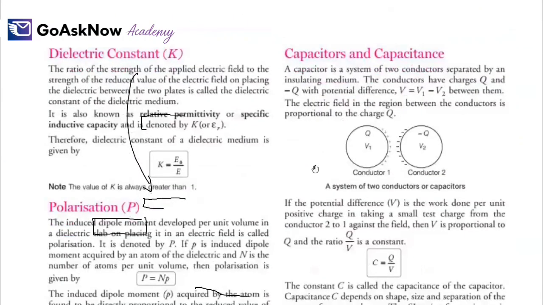Now we will see what are capacitors and capacitance. A capacitor is a system of two conductors separated by an insulating medium. You have already seen in fans or electrical instruments a plate-like structure inside, and it is called a capacitor. It stores a lot of charge and helps in the initial motion of electrical gadgets. If you need very high power or high energy initially, then capacitors are used.